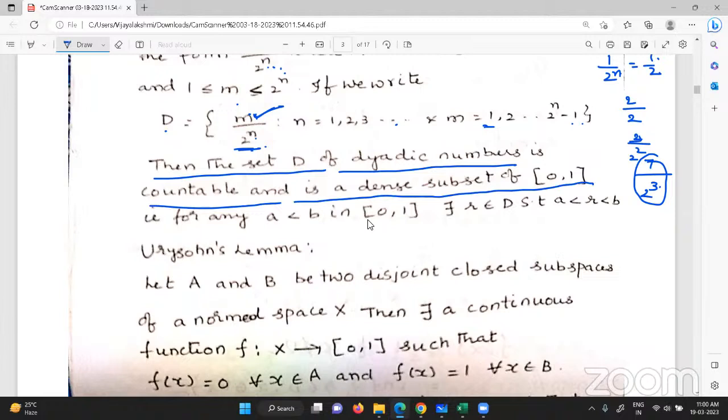Dense subset of [0, 1] means every point is a limit point. That is, for any a less than b in [0, 1], there exists a rational number r in D such that a is less than r, and r is less than b. So this is about dyadic numbers. Between any two real numbers, there exists a dyadic number. A dyadic number is a proper fraction of the form m by 2 power n.